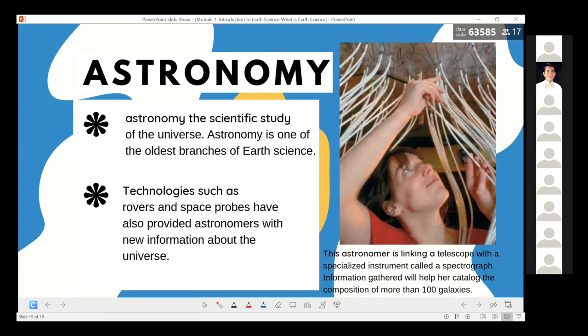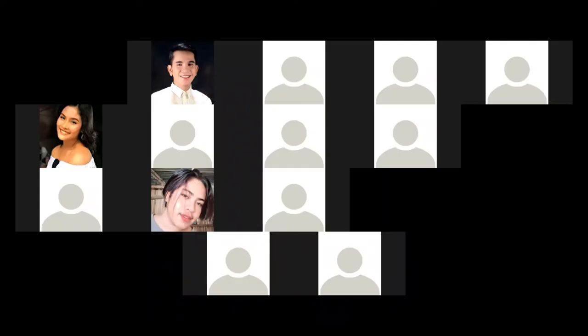The goal of environmental science is to understand and solve problems that result from how we use natural resources and how our actions affect the environment. Sorry, class. So that's it, talking about environmental science and earth science.